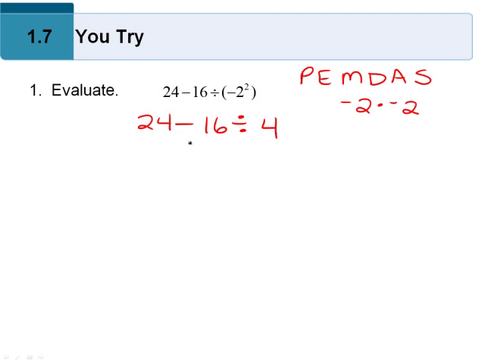So now we have subtraction or division. Well, the next step would be division. So we bring down the 24 and the minus sign. 16 divided by 4 is just 4. And now you just subtract. 24 minus 4 is 20.